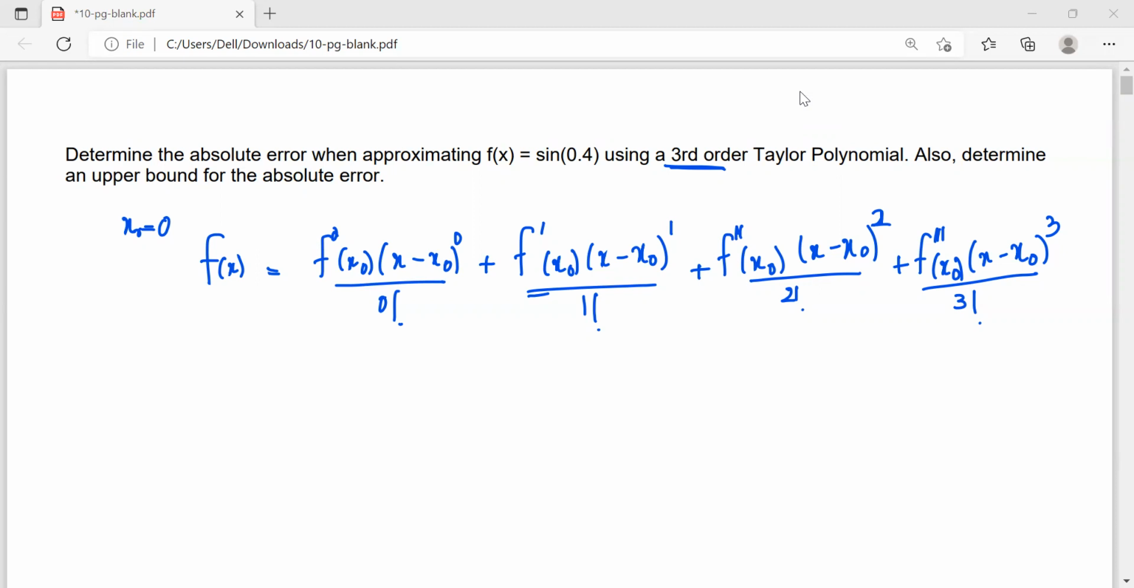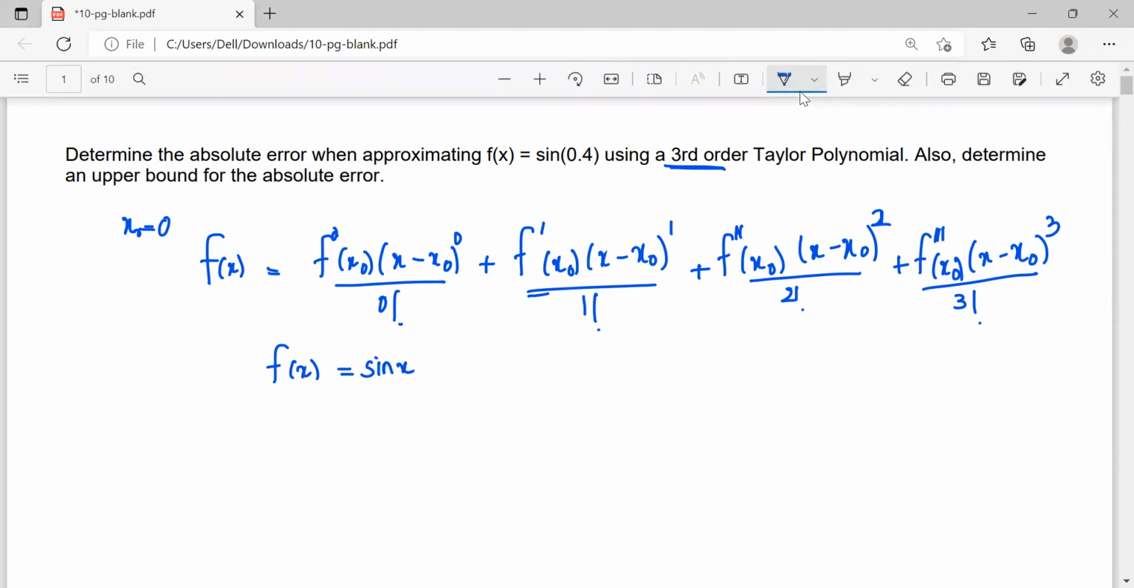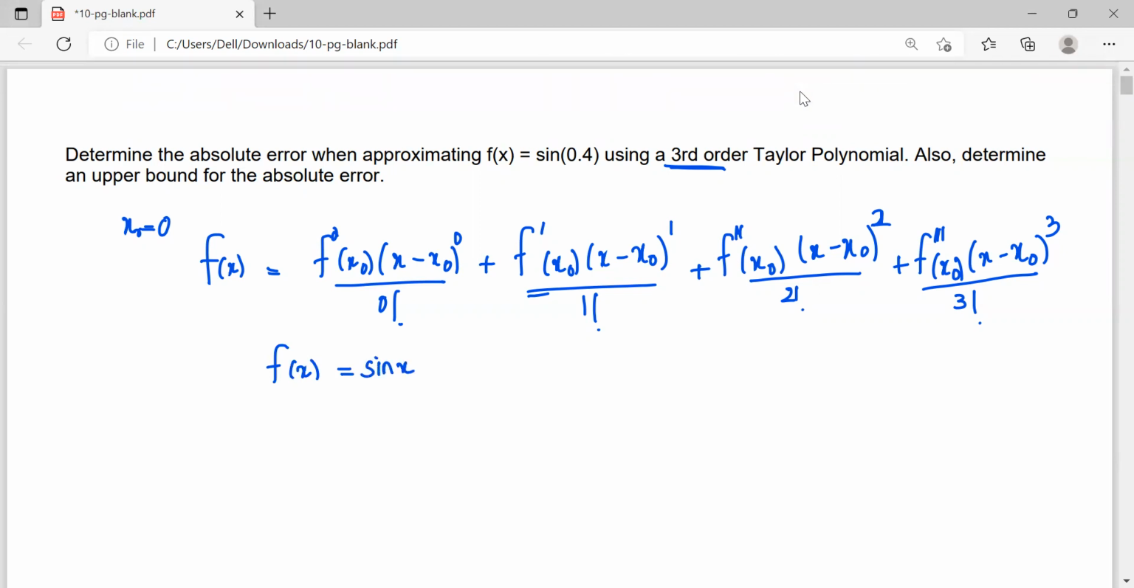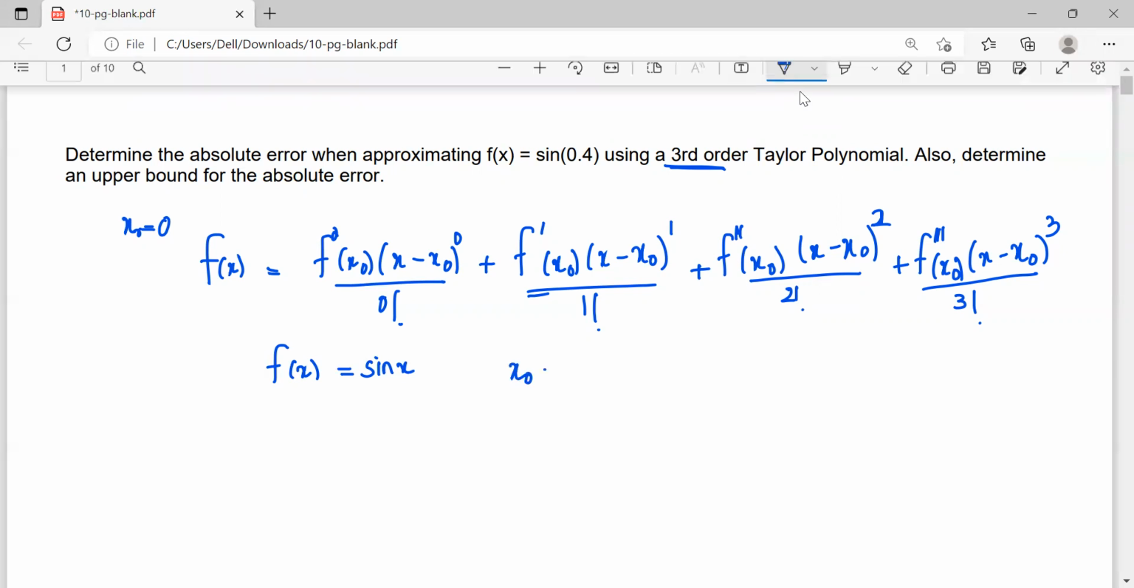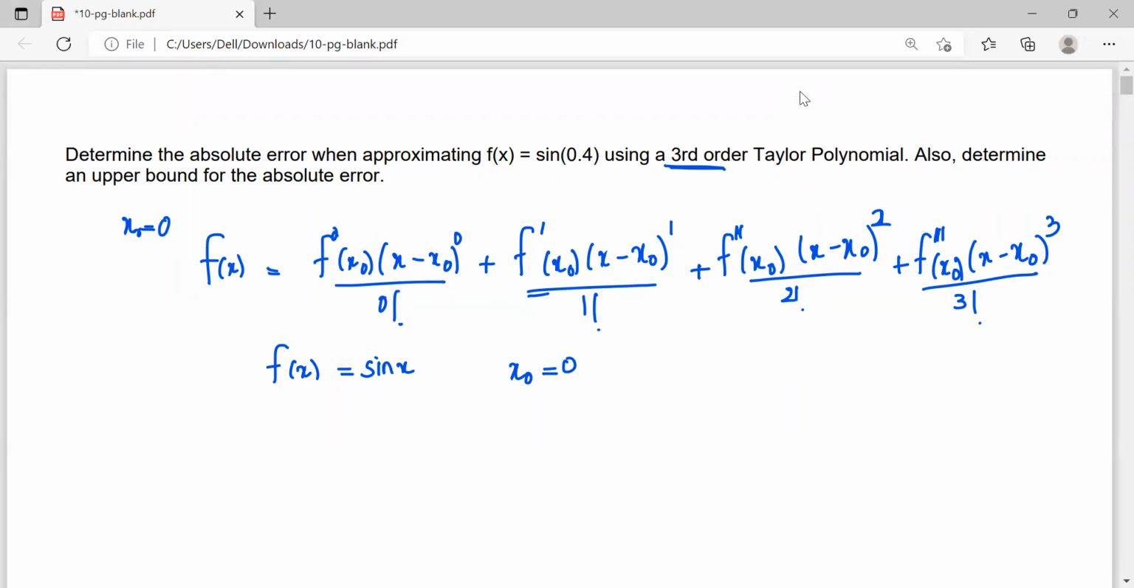So now we need to find out the values for these f x naught and f dash x naught and f double dash x naught as well as f triple dash x naught. For that we need to differentiate this sine x function because we have taken f of x equal to sine x. So we need to differentiate and substitute the value of x naught here. That x naught is going to be equal to 0 because we have taken the Taylor polynomial which is very close to x naught equals 0.